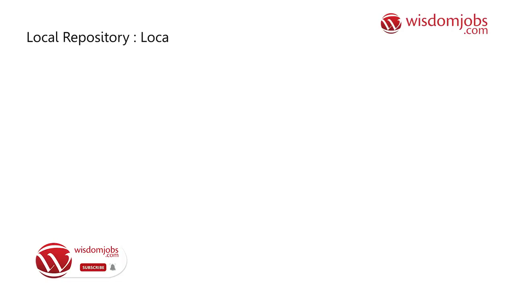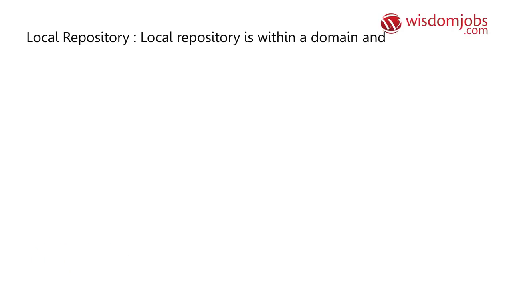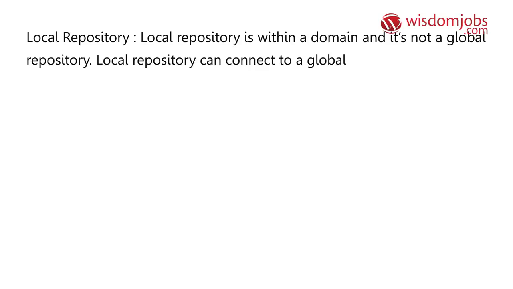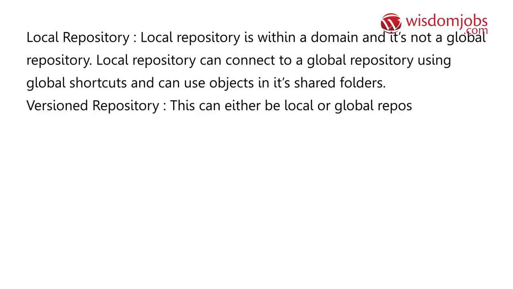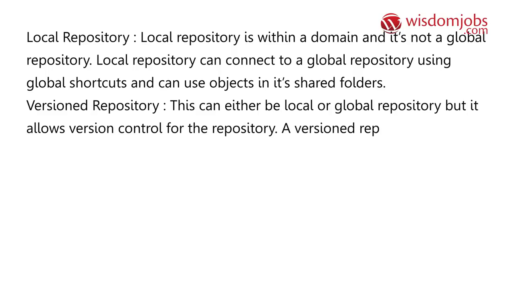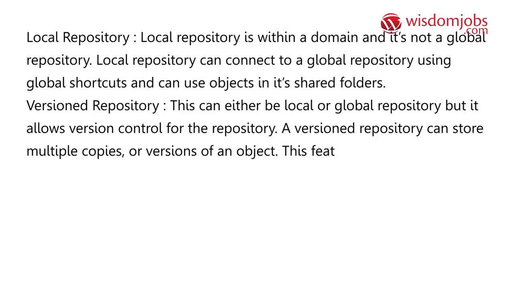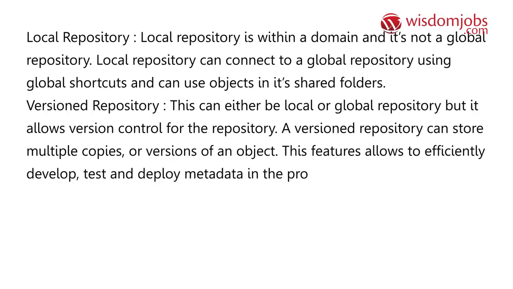Local repository is within a domain and it's not a global repository. A local repository can connect to a global repository using global shortcuts and can use objects in its shared folders. Version repository, this can either be a local or global repository, but it allows version control for the repository. A version repository can store multiple copies or versions of an object. This feature allows you to efficiently develop, test and deploy metadata in the production environment.